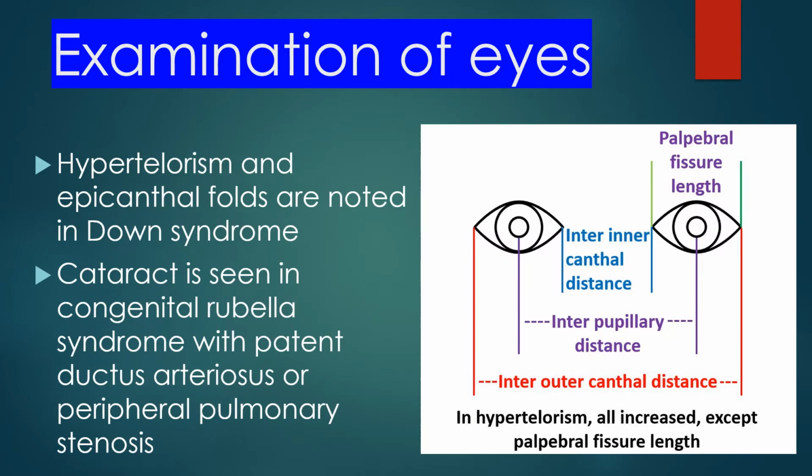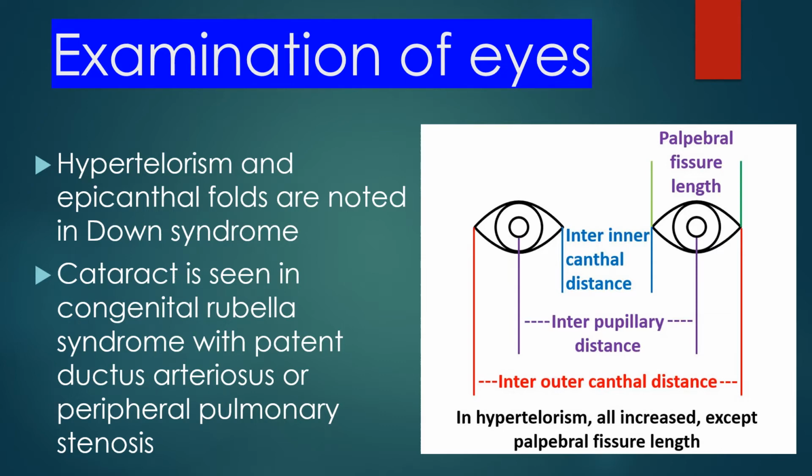Hypertelorism and epicanthic folds are noted in Down syndrome. Cataract is seen in congenital rubella syndrome with patent ductus arteriosus and peripheral pulmonary stenosis as associations. This diagram illustrates the various measurements needed to check for orbital hypertelorism. In general, it is mentioned that there is space for an eye between the two eyes normally.